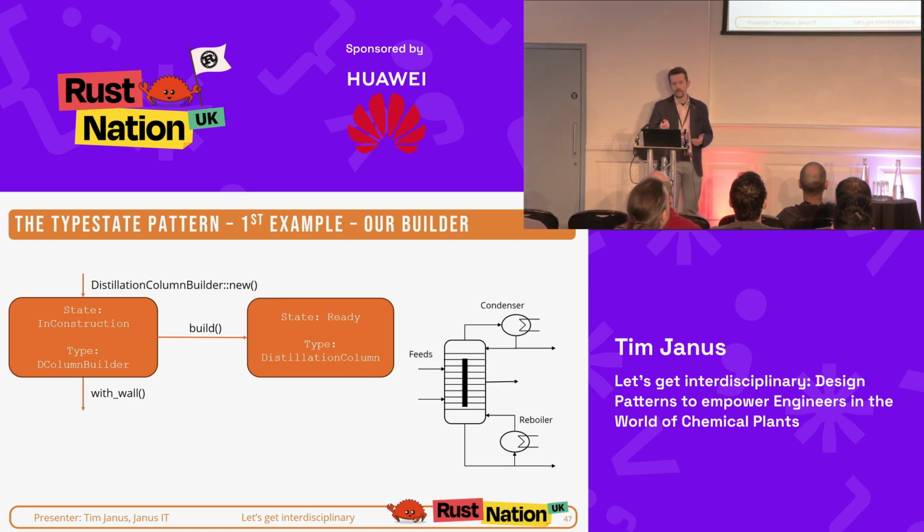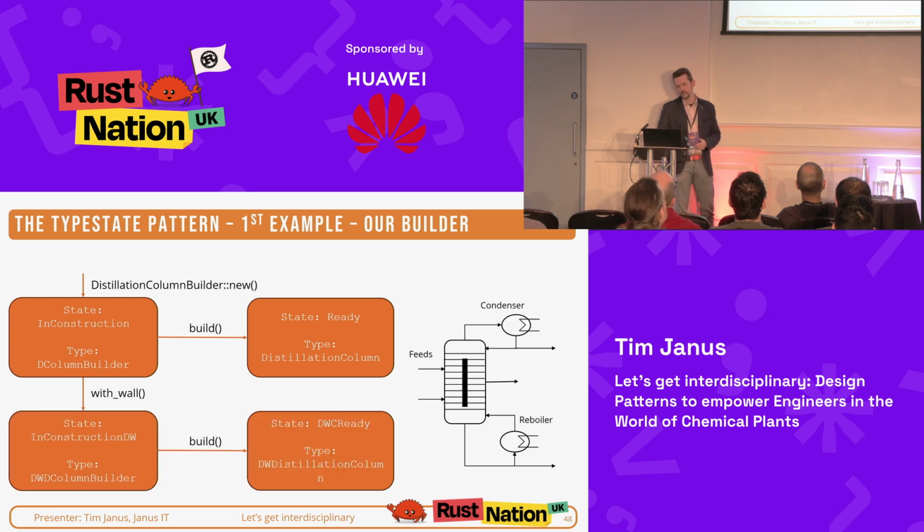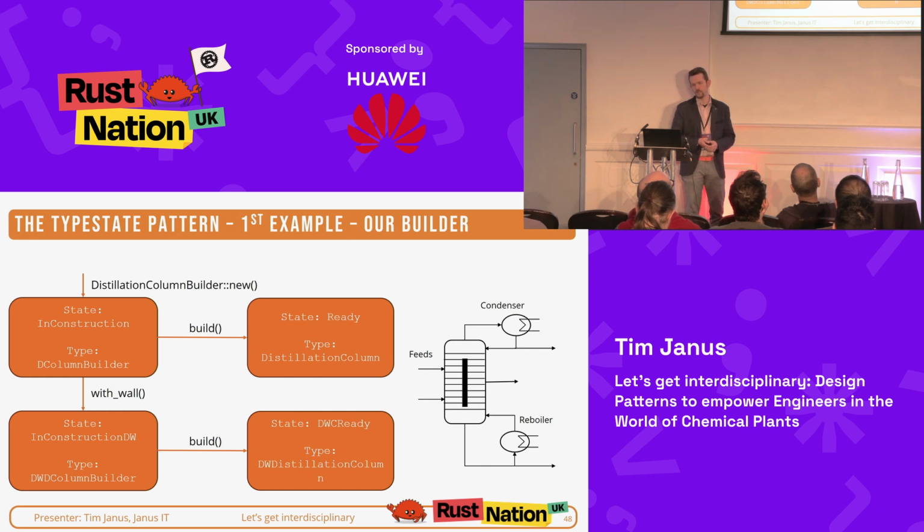But it gets more interesting, you see, when there's a more complex column, like a divided wall column. There's just a wall inside, but it helps you to separate more than two, let's say, mixtures out of this distillation. And then you could add another builder for the divided wall column with more complex methods, and this would also have its own build method going into another state, producing a divided wall column.